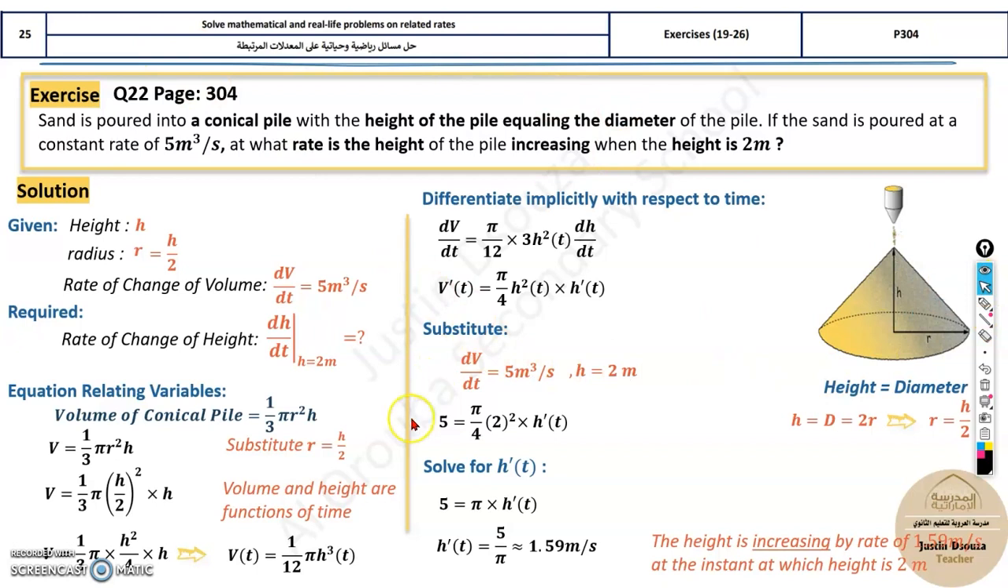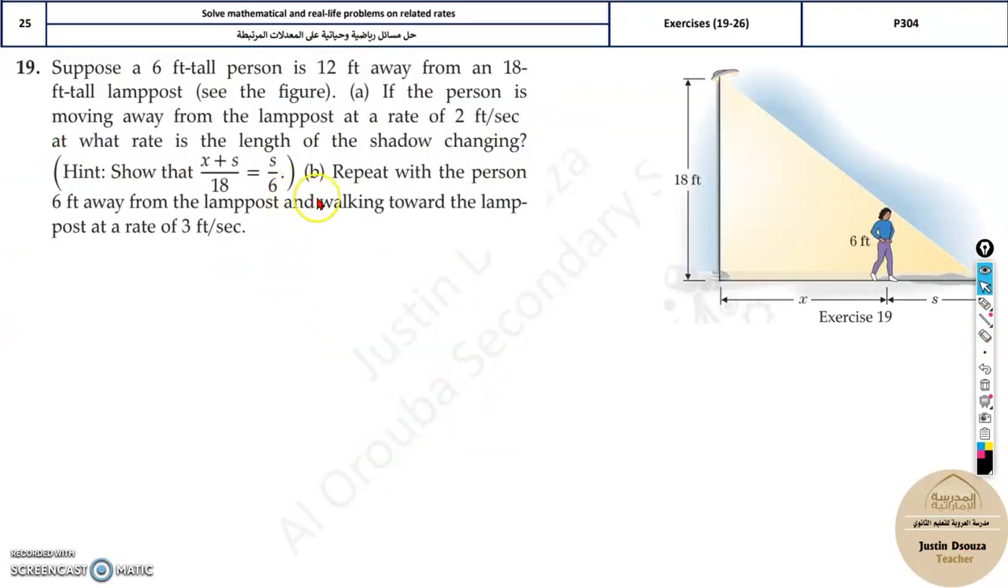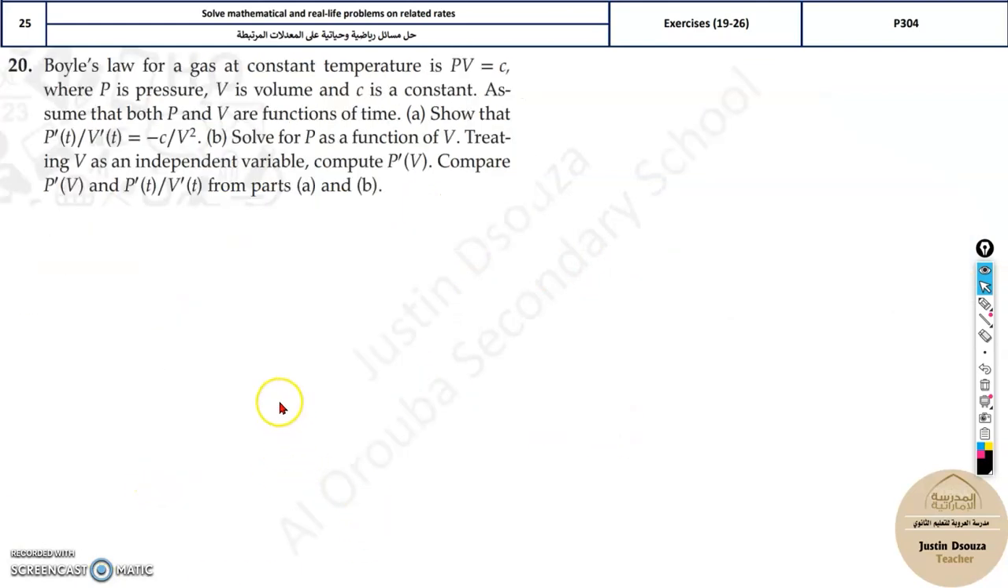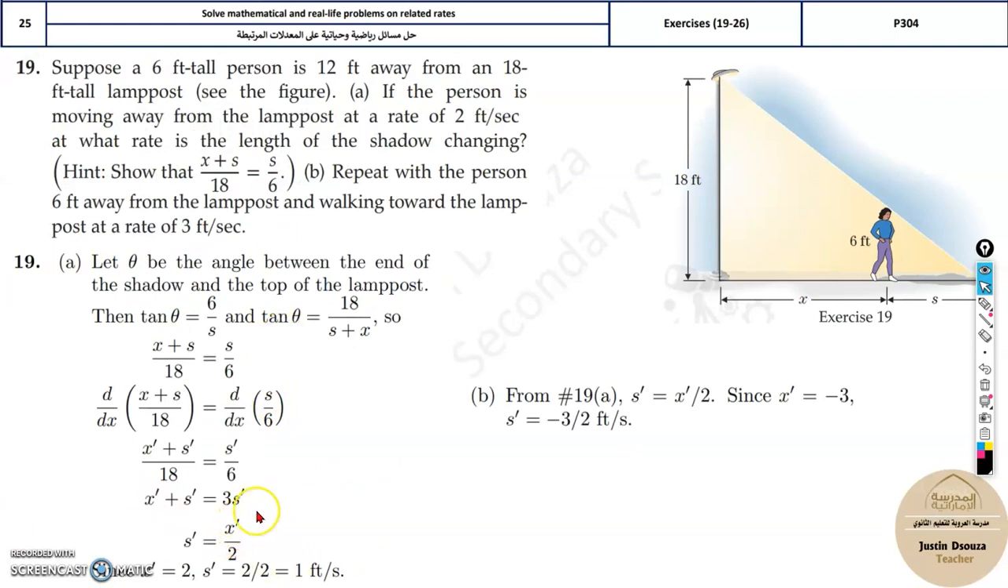Now everything will be given. You need to substitute and solve it. This was done just a while ago. Now over here there is a part B question. What they have asked is basically, if the person is walking in the other direction, so he's walking towards the lamp, and the rate has also changed to 3 feet, same like what was done over here, just that this rate of change will be minus because he's coming in the opposite direction. So that's why it's minus.